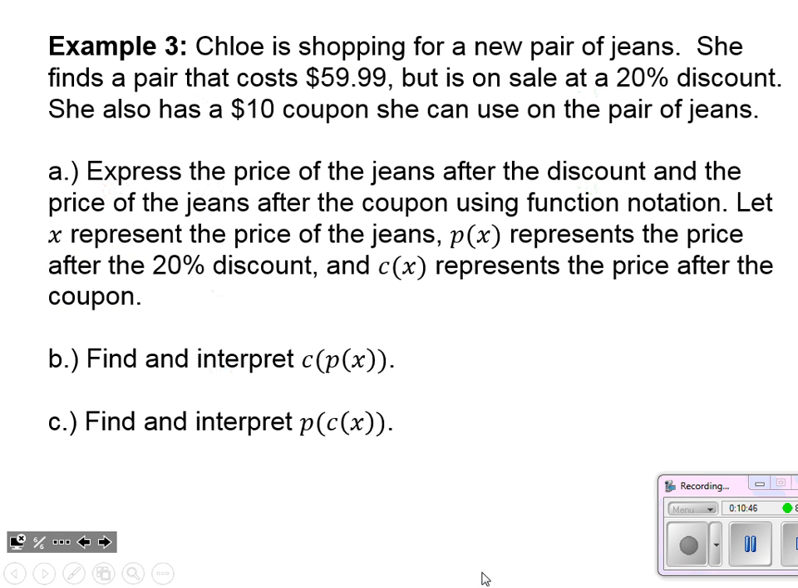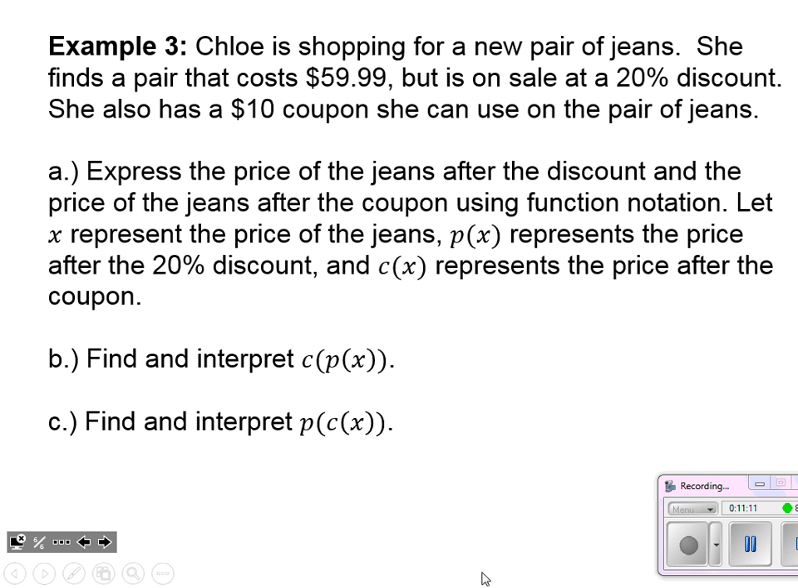Okay, our final example is how does this apply to real life? And really, one of the best situations is multiple discounts. I think this makes total sense. So Chloe is shopping for a new pair of jeans. She finds a pair that costs $59.99, but it's on sale for a 20% discount. She also has a $10 coupon she can use on the pair of jeans.